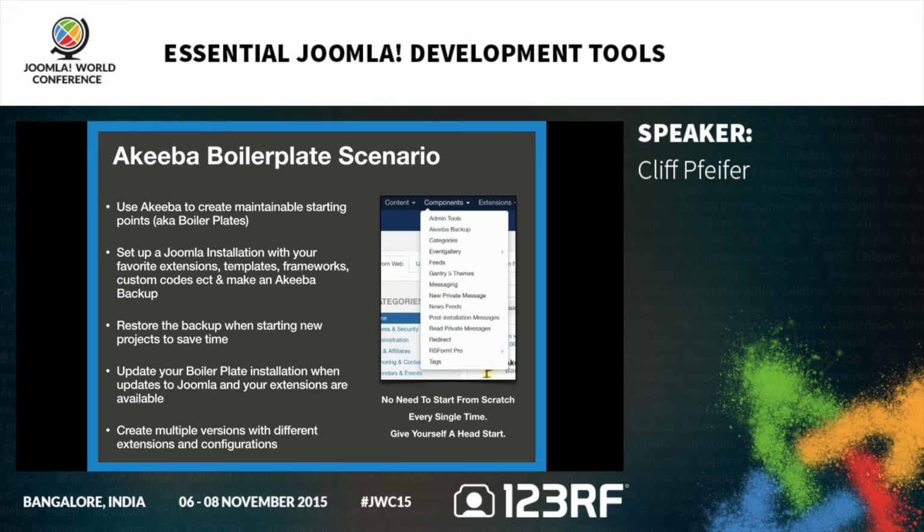Okay. So another thing you can do with Akeeba Backup is create what I call a boilerplate. It's a pretty common term. Basically, in this scenario, I have just a Joomla installation on my local server that doesn't have any content in it. I install the extensions and configurations and code that I use all the time into this, and then I make a backup of it, and then I'll use that to launch a new site with it.